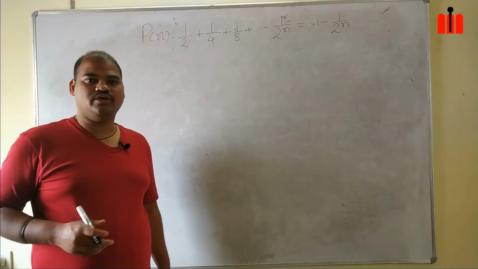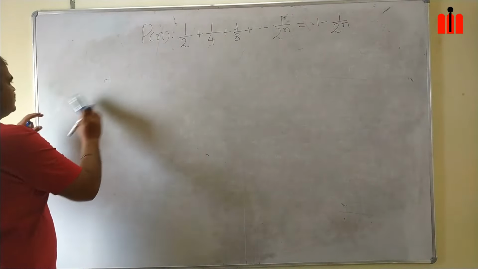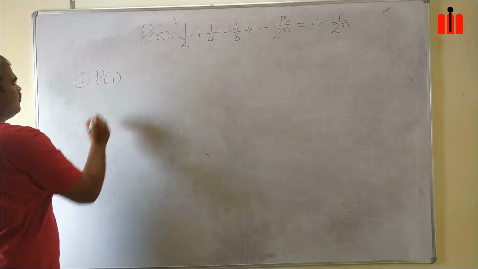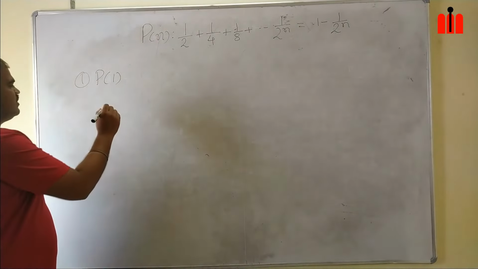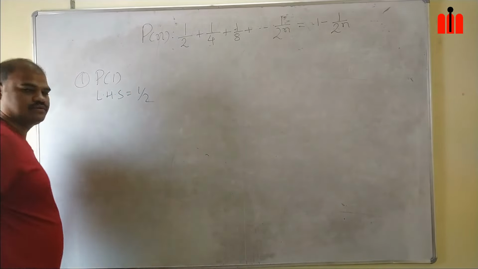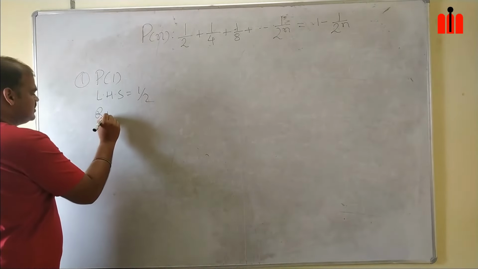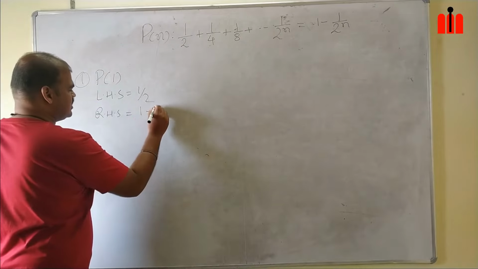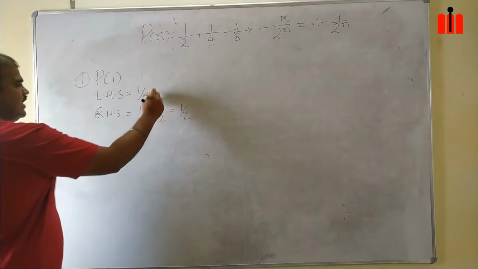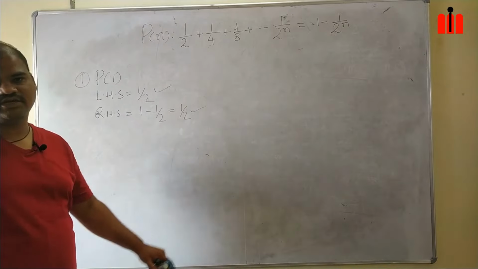Okay, let's start the solution. First, let's check P1. So for P1, my LHS will be 1/2, the first term. What will be my RHS? My RHS will be 1 − 1/2, which is also equal to 1/2. So my LHS is equal to RHS, and my P1 check is done.